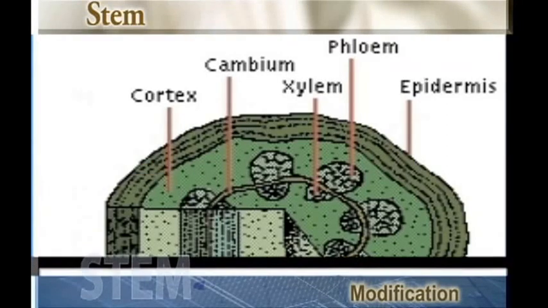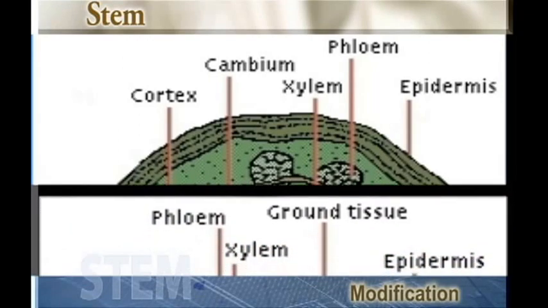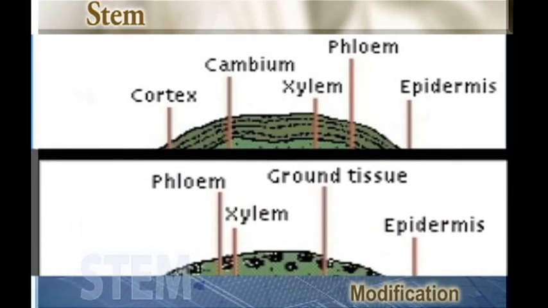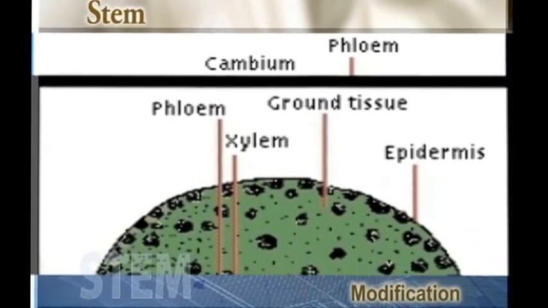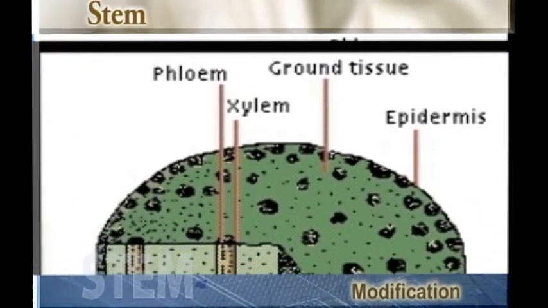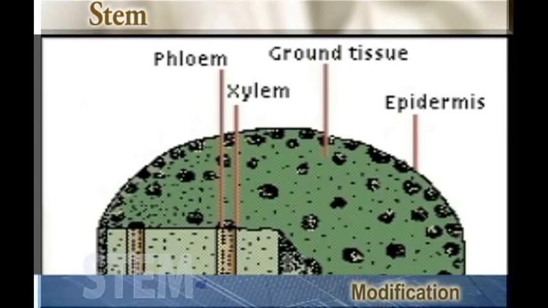And they have, of course, the endodermis and the cortex and the epidermis. But we find out that the epidermis is the protection. It protects the stems from mechanical injury. That is what we have for you about the stem.